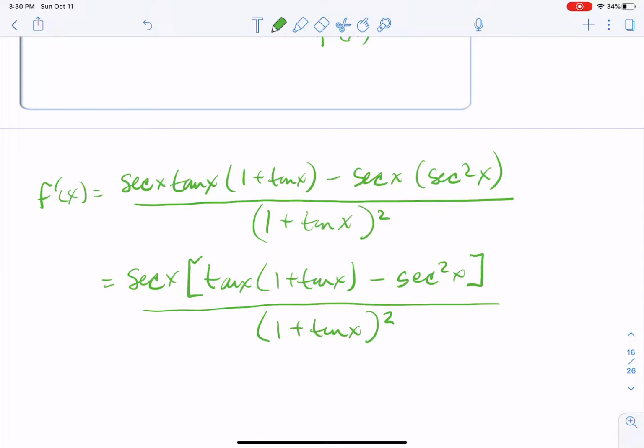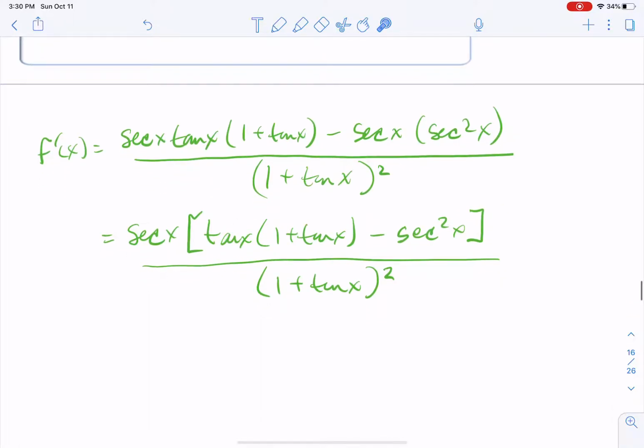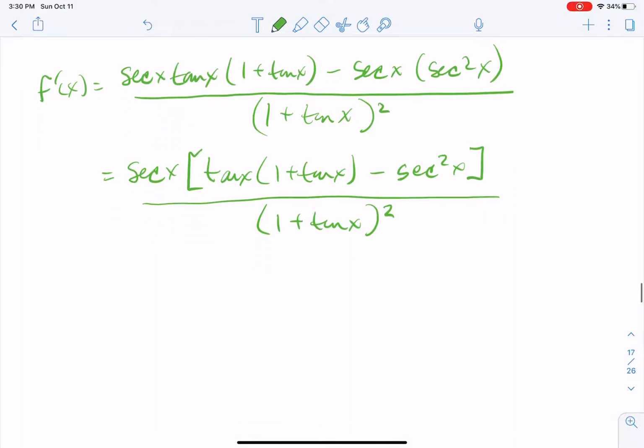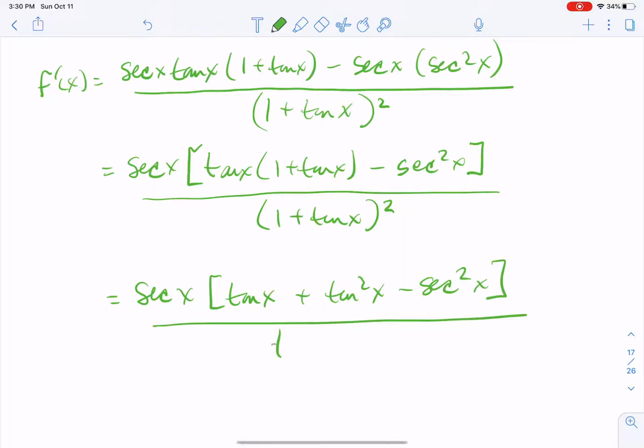That doesn't look that much prettier, but maybe something nice will happen when I distribute this tangent through here. I'm going to have secant squared and a tangent squared. That sounds Pythagorean if you ask me. Secant x times, I'd have tan x plus tangent squared x minus secant squared x. And then copy and paste the bottom.